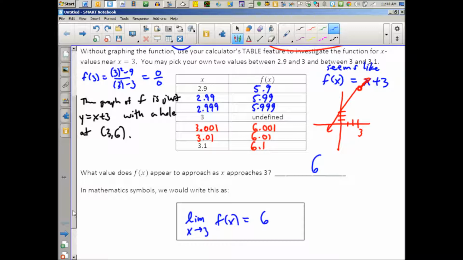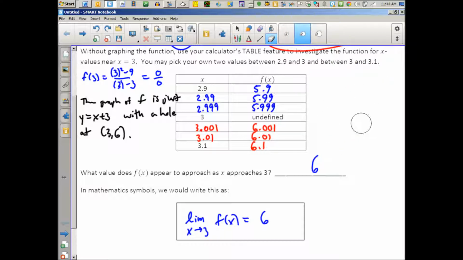All right, a couple more little notation deals before we move on to the next problem. When we were doing the 2.9 and the 2.99 and the 2.999, that's called doing a limit on the left. Okay? So this right here can be written as the limit as x goes to 3 from the left of f of x equals 6. What does this mean? This means as we plugged in numbers less than 3 but close to 3, we were approaching the y value 6. Okay?